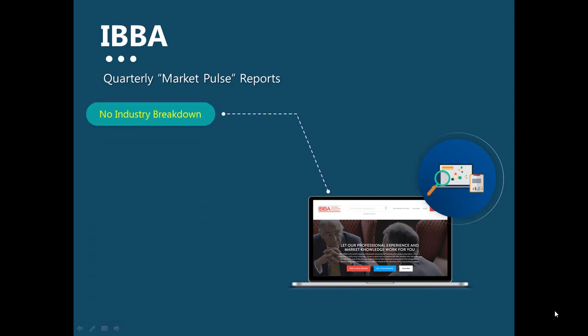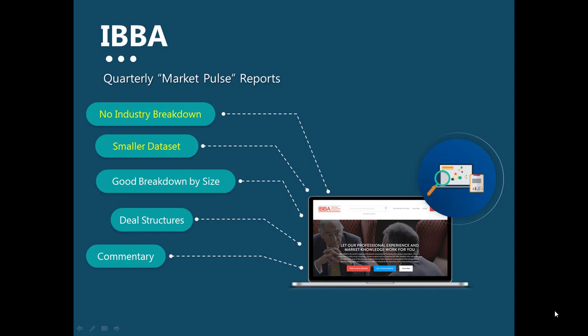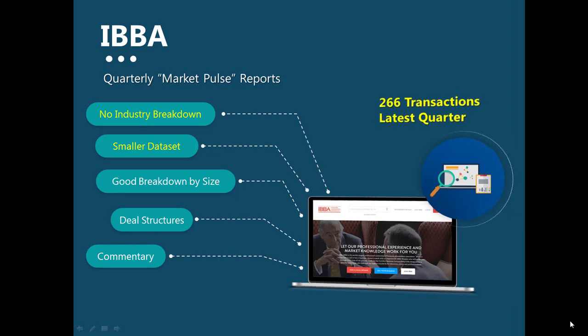They don't provide industry-level breakdowns, and it's a smaller data set, but their analysis by business size is more detailed, and it's useful to compare and contrast this with the BizBuySell data. The IBBA reports also contain some interesting metrics not captured elsewhere, like deal structures, and the commentary is a bit more interesting too. So, let's have a look.